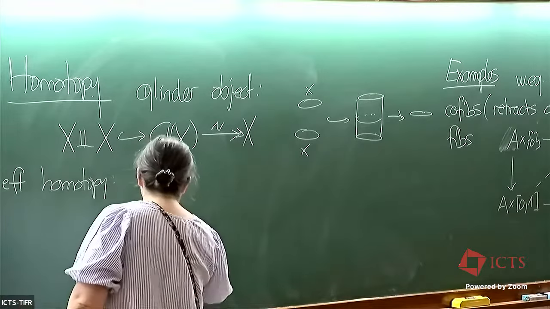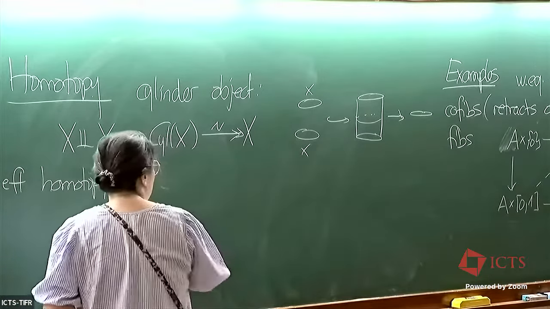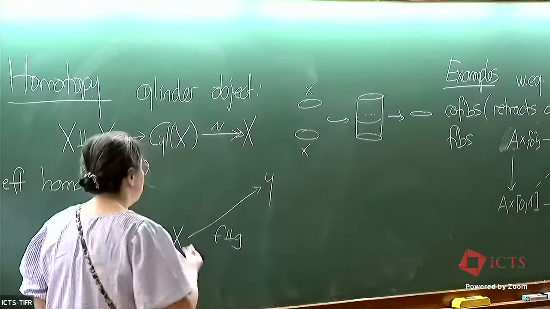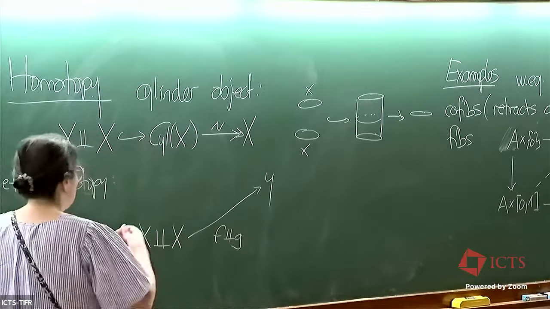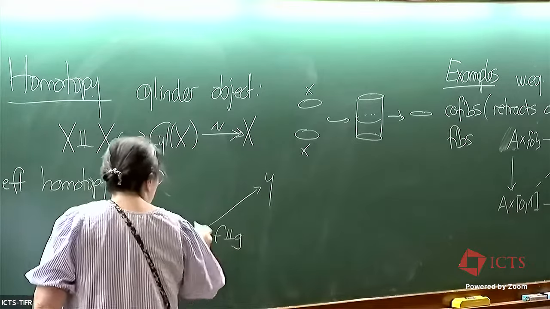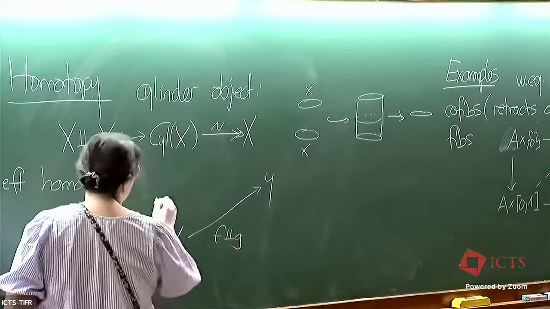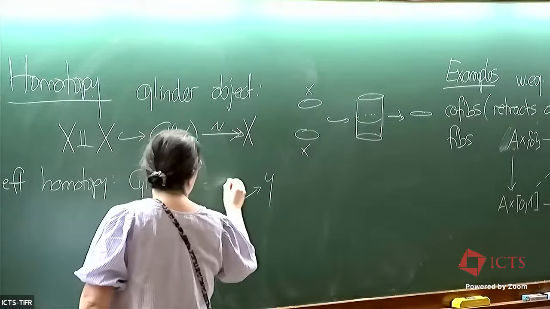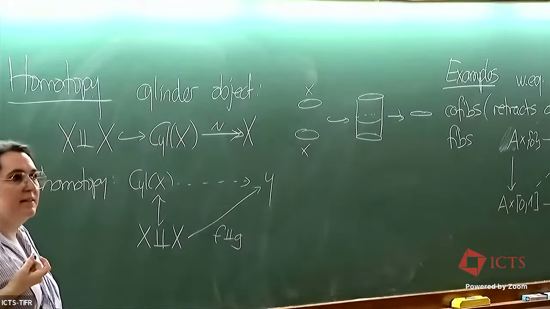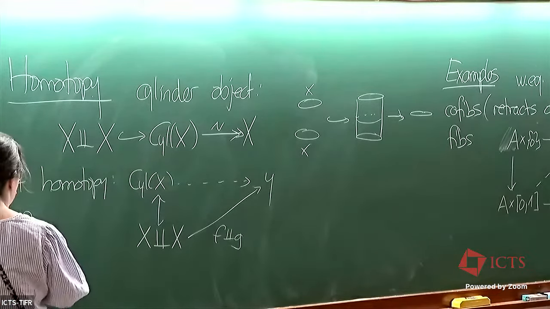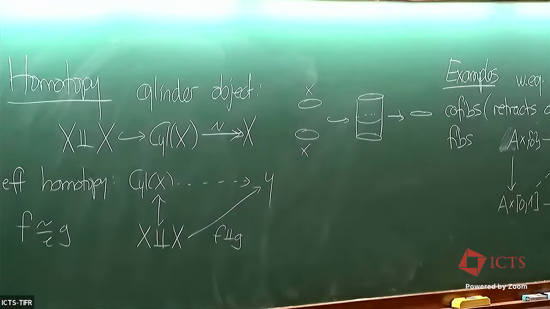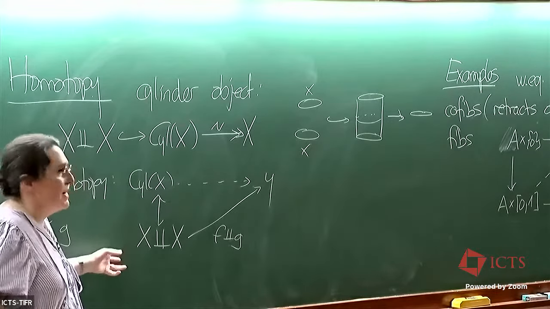So if you have two maps, let's say F and G, into something else, then you say that F and G are left homotopic if their co-products, so F here and G there, factor over a cylinder object. And then you can say that F and G are left homotopic. So that is really also one of the first selling points.